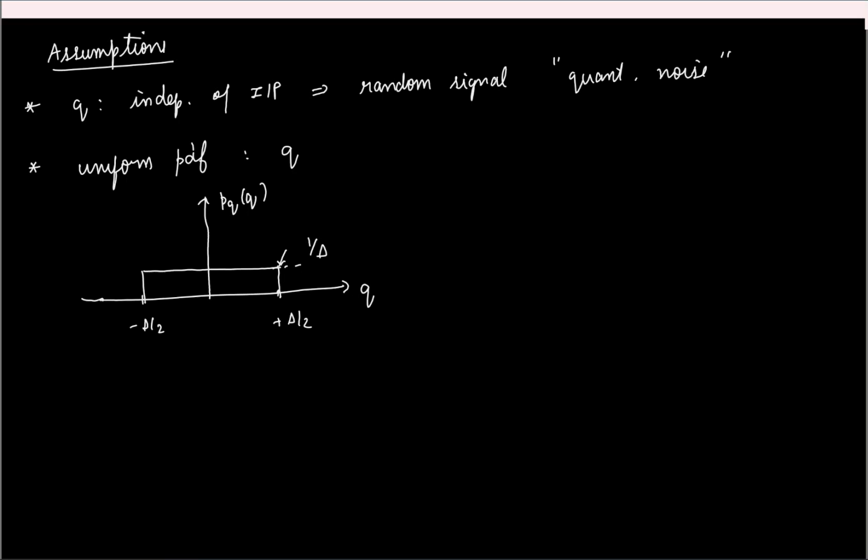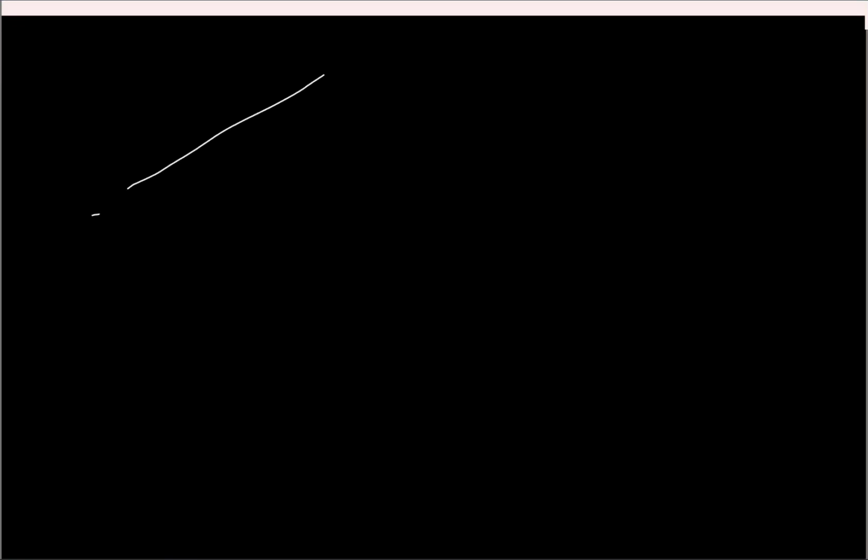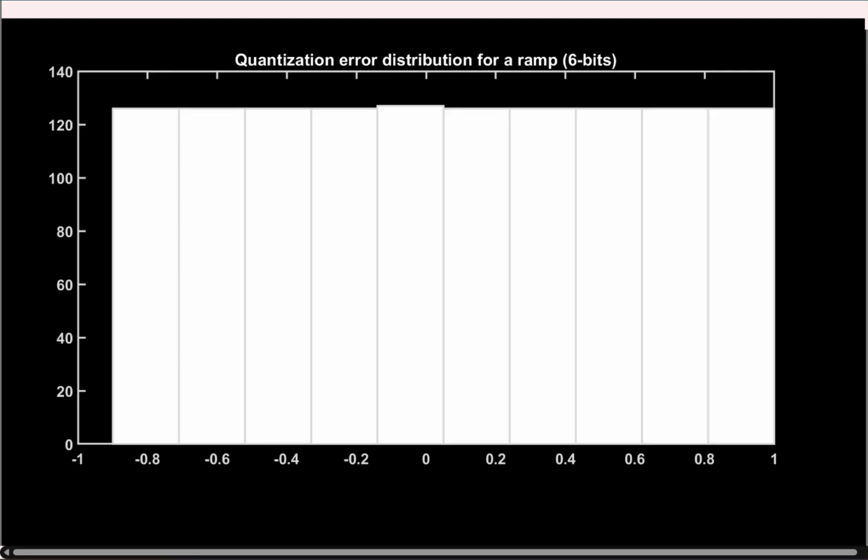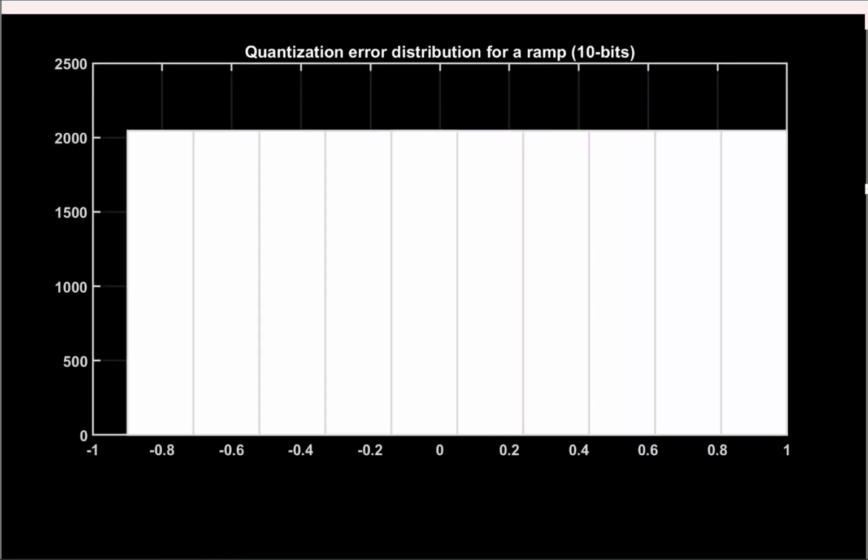Okay, so let's actually see if this assumption is indeed valid. For that I did some exercise. I did an experiment wherein I generated a signal which is a ramp going from minus Vref to plus Vref, sampled it and then quantized it, and then I found the quantization error and plotted the histogram. So this is what I get. Here I have quantized with 6 bits and you see that the distribution is almost uniform, right? And I repeated with 10 bits, it's even better.